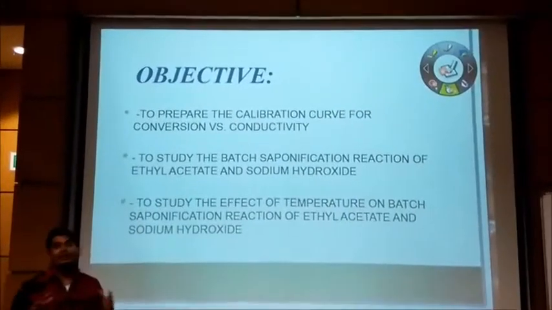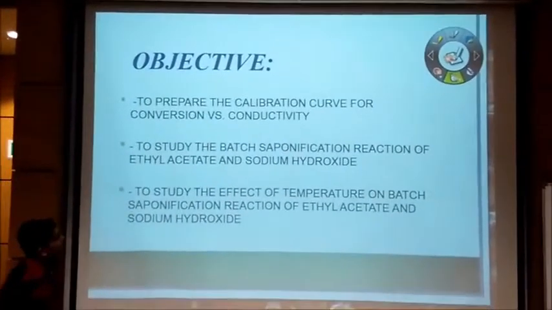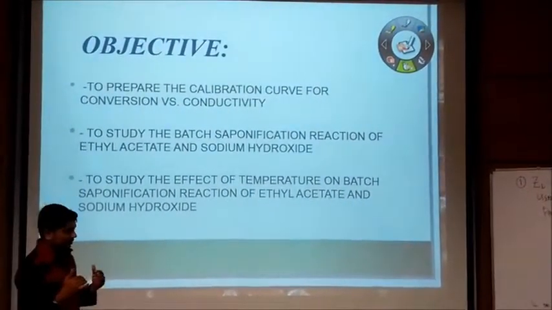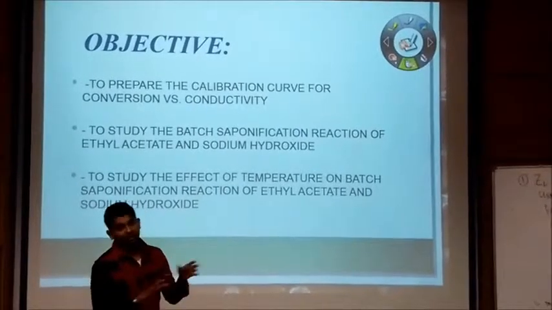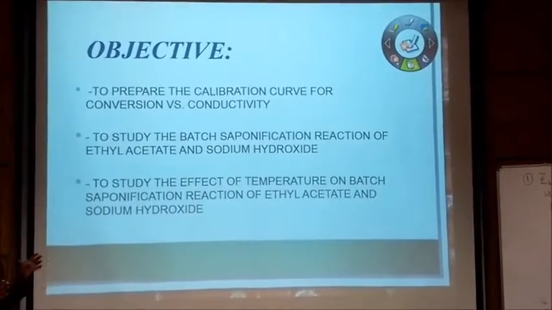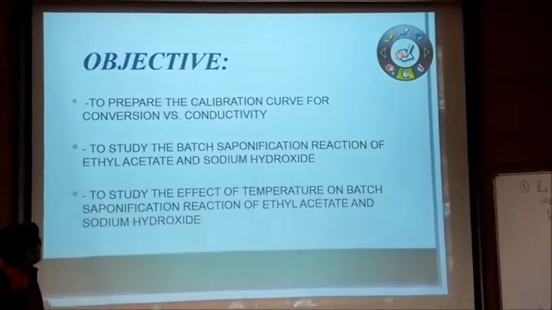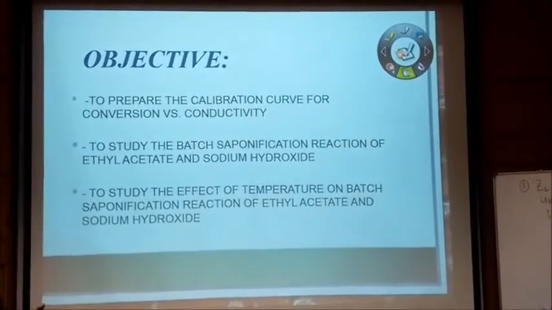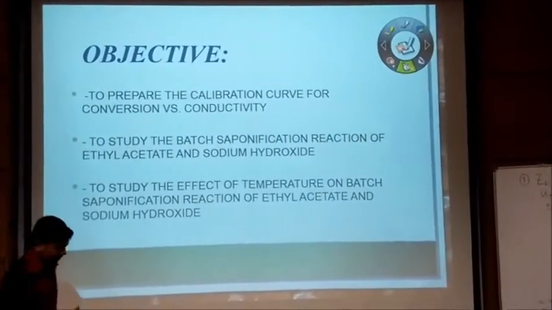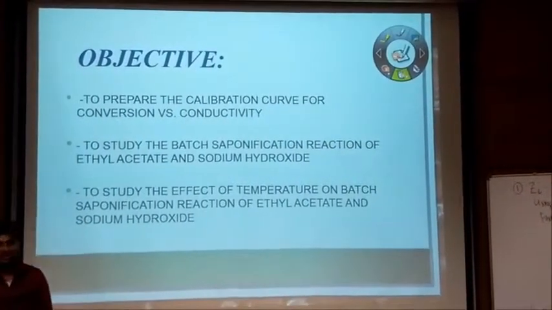I'll be talking about the 3 main objectives in this experiment. First, to prepare a calibration curve for conversion and conductivity. This is to compare the rate of reaction later on. Next is to study the batch saponification reaction of ethyl acetate and sodium hydroxide. And the last one is to study the effect of temperature on the batch saponification reaction of ethyl acetate and sodium hydroxide. This is to see at which temperature the rate of reaction is highest.